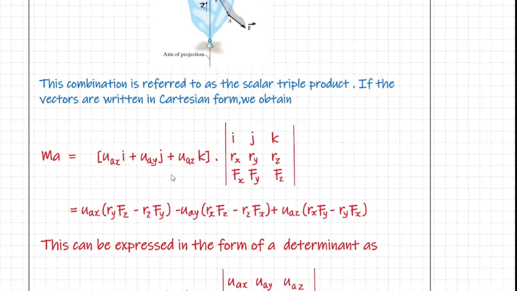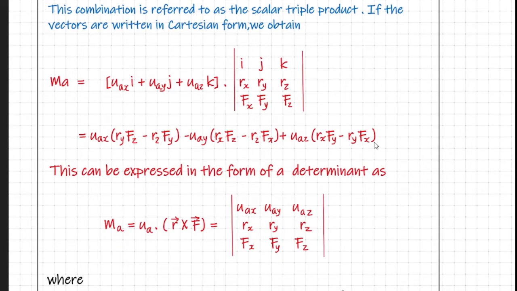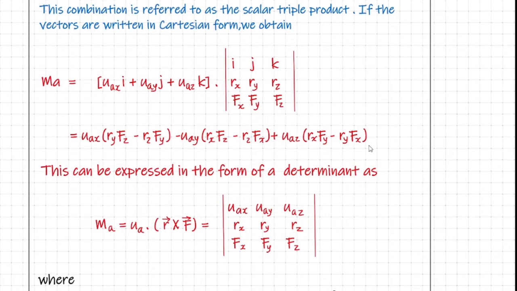Now it is possible for us to simplify this determinant and then carry out a dot product. Simplifying this expression, we obtain the result M_A as U_Ax into (Ry Fz minus Rz Fy) minus U_Ay into (Rx Fz minus Rz Fx) plus U_Az into (Rx Fy minus Ry Fx), which can be conveniently put in the form of a determinant as M_A is equal to U_A dot R cross F, that is U_Ax, U_Ay, U_Az.